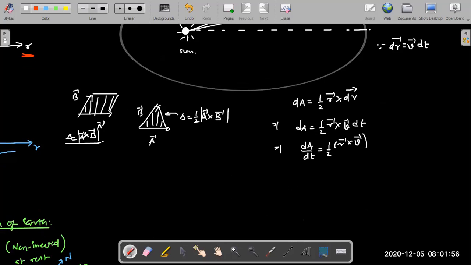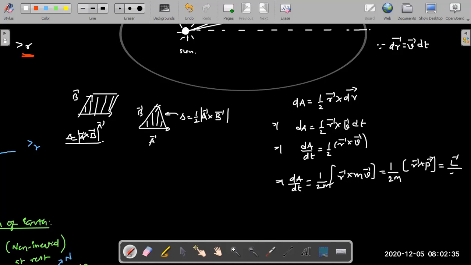Now what we'll do is let's multiply with mass on both sides. Understood? Is that okay? So multiply by mass on both sides. This implies dA by dt is equal to 1 by 2m times R bar cross mv bar. Now this is angular momentum. This will be R bar cross P bar. R bar cross P bar is nothing but L bar. So this is L bar by 2m.